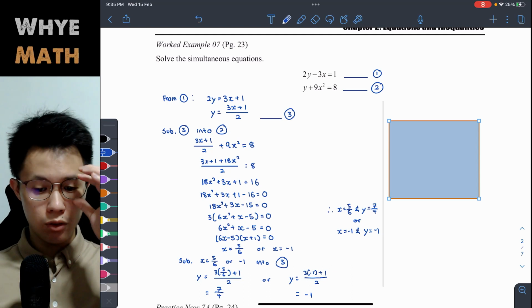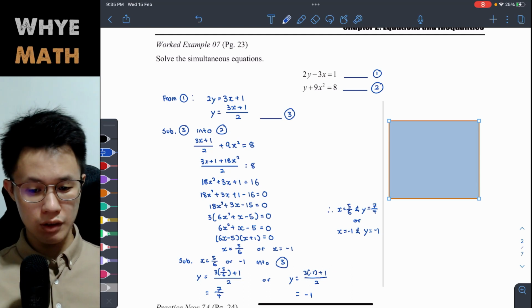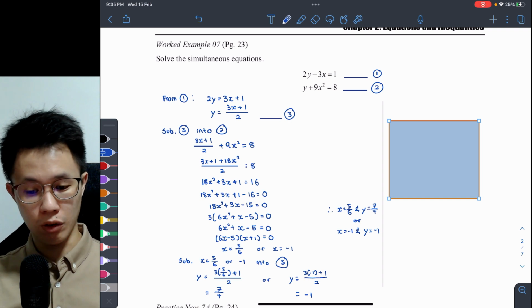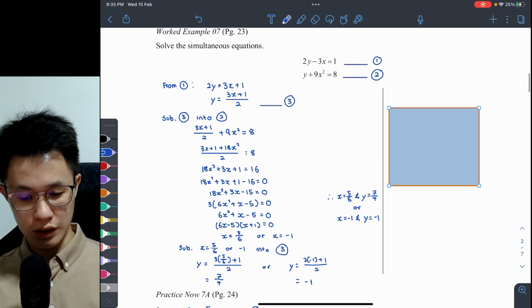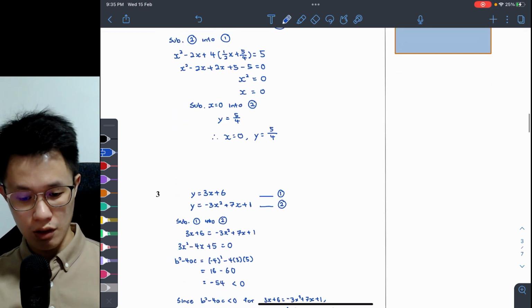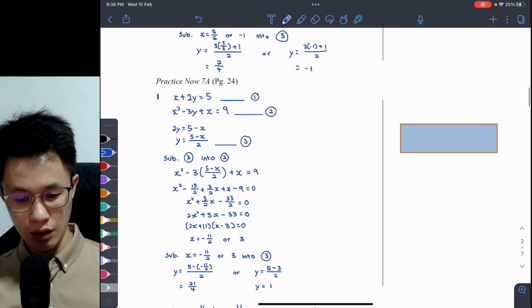Okay, welcome back. Now we're going to look, after doing simultaneous equations of linear and non-linear ones, I hope you have already, we've looked at a few different types here. So we have Practice 7a.